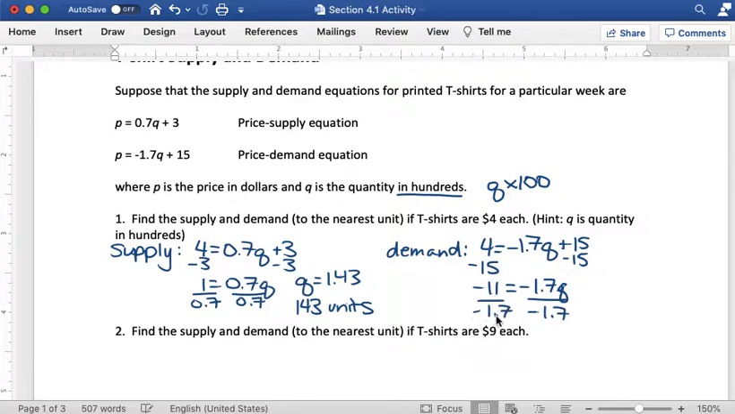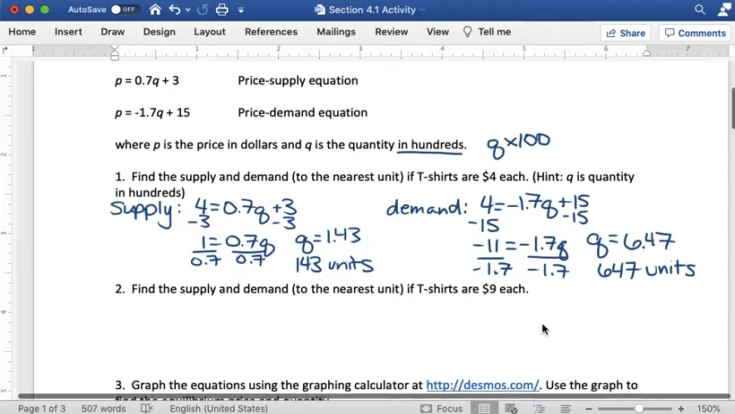I should get negative divided by negative canceling out to get a positive value for Q. You should not be getting a negative number for Q. That would not make sense to have a negative number of t-shirts. So Q equals 6.47 or 647 units.